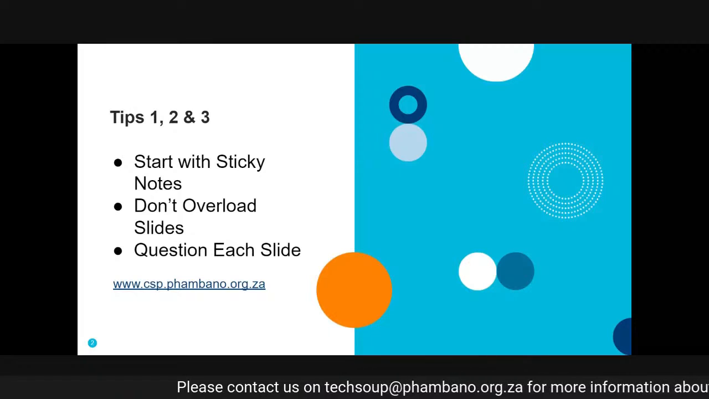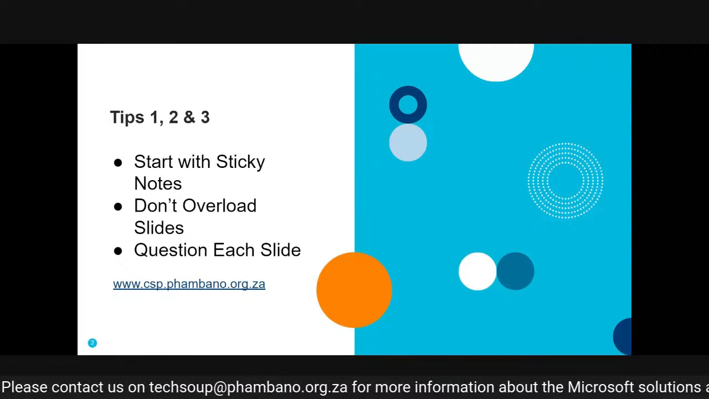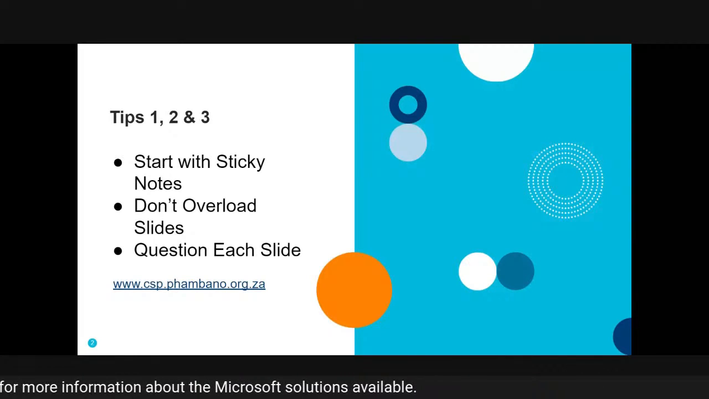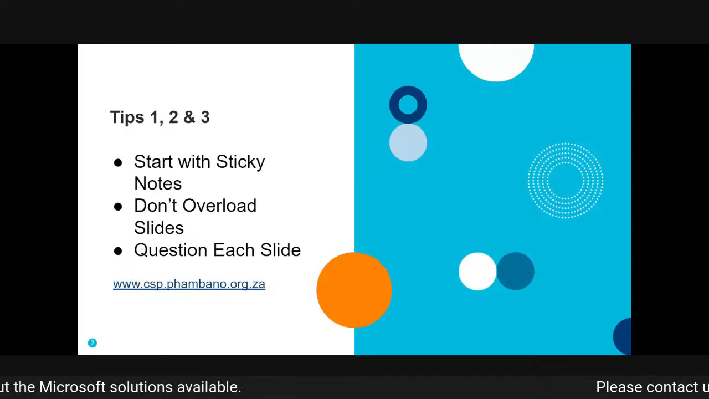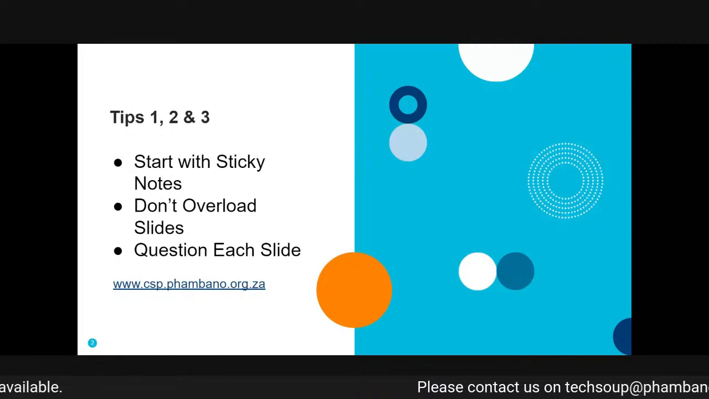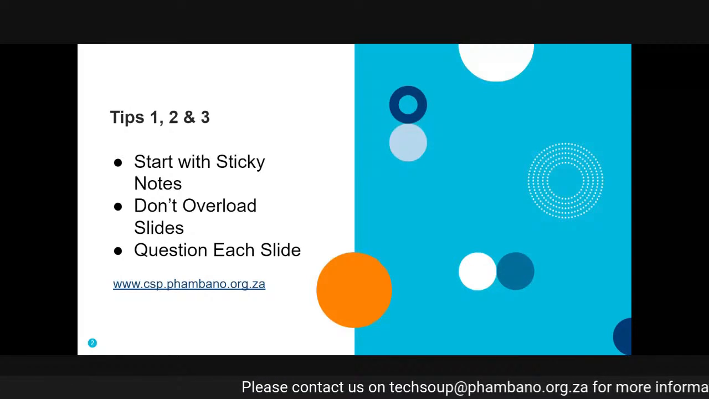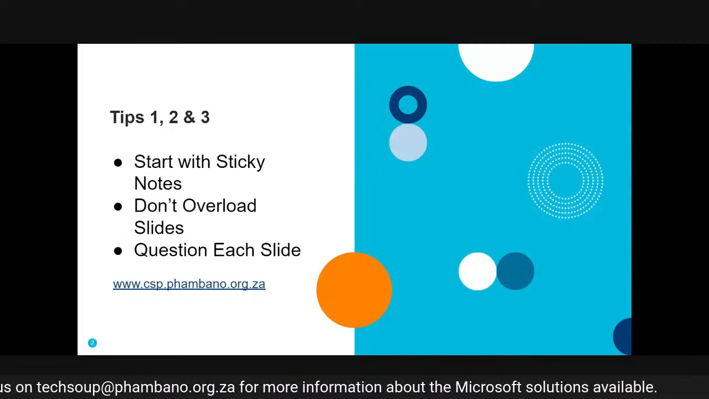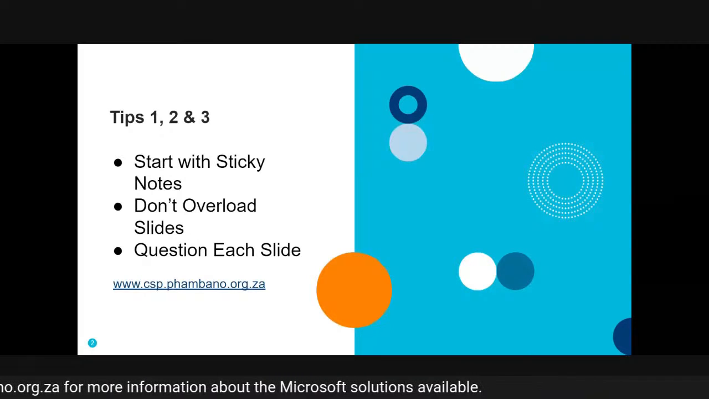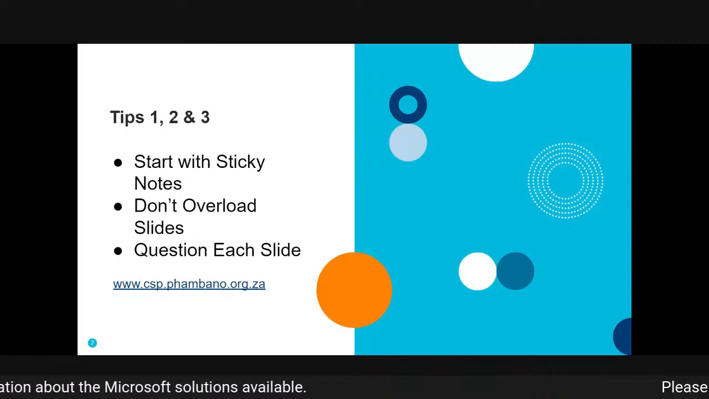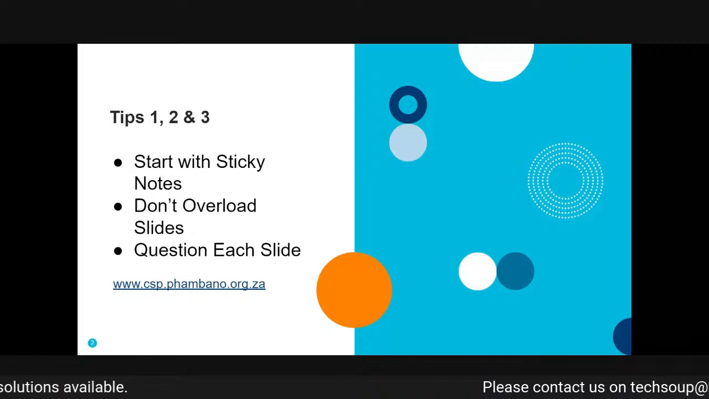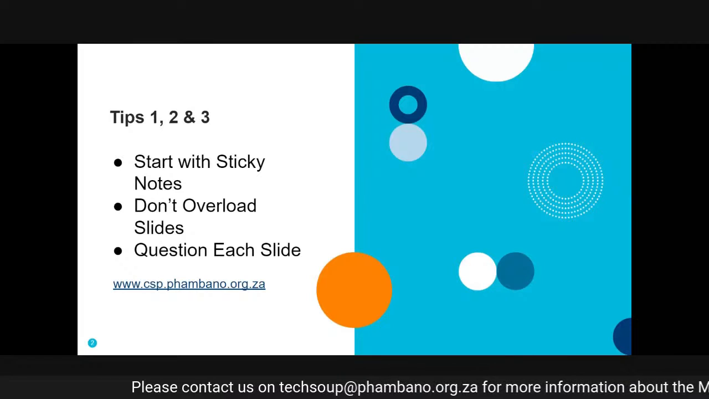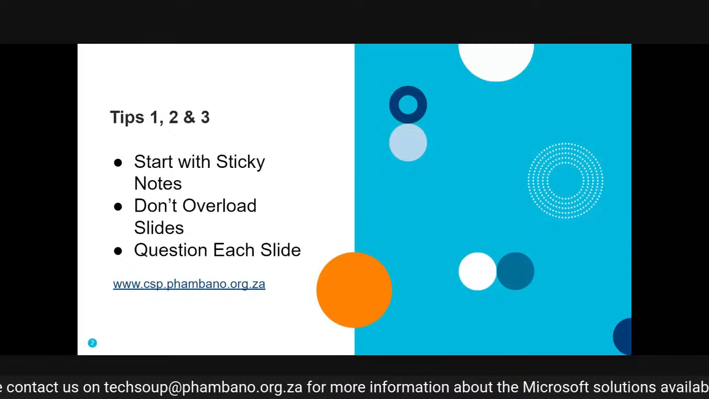So tips 1, 2, and 3 on your screen are as follows. Start with your sticky notes. It's very important that before you start creating a slideshow, you actually do some planning. A really good tip is to sit down with your sticky notes and almost use your sticky notes as a slide, and very briefly, because of the size of the sticky note, write down some of your ideas to help with your planning. That leads into tip number 2, which is to not overload your slides. You want to make it as easy as possible for people following your presentation to understand what you're saying. You also don't want them to read too much of what is on the screen.